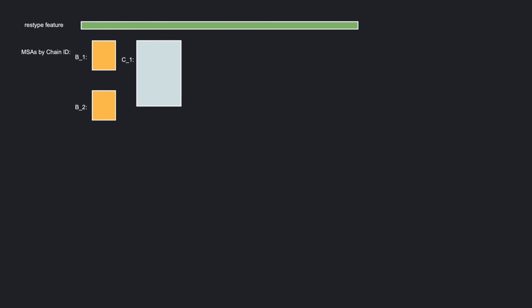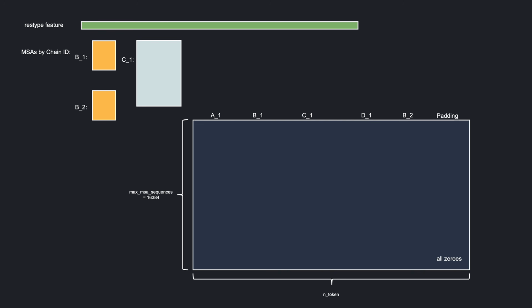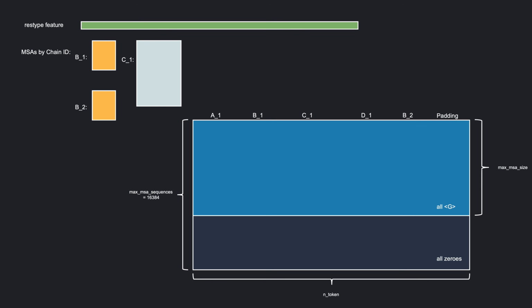The second step is concatenating the MSAs of the different chains. This is done as follows. First, we create a fixed size all zeros tensor of shape max MSA sequences by number of tokens. Max MSA sequences is a constant and independent of the input. In the top row, I indicated which chains the different sections of the tokens belong to. We set the block max MSA size by token to the encoding of the gap token. Here, max MSA size is the number of rows in the largest MSA that is in the input, which would be the one of C1 in this case.